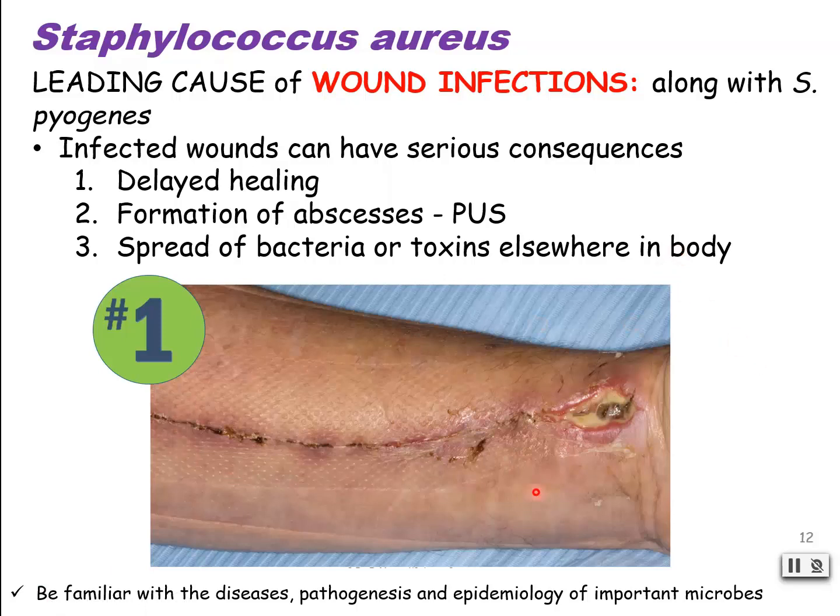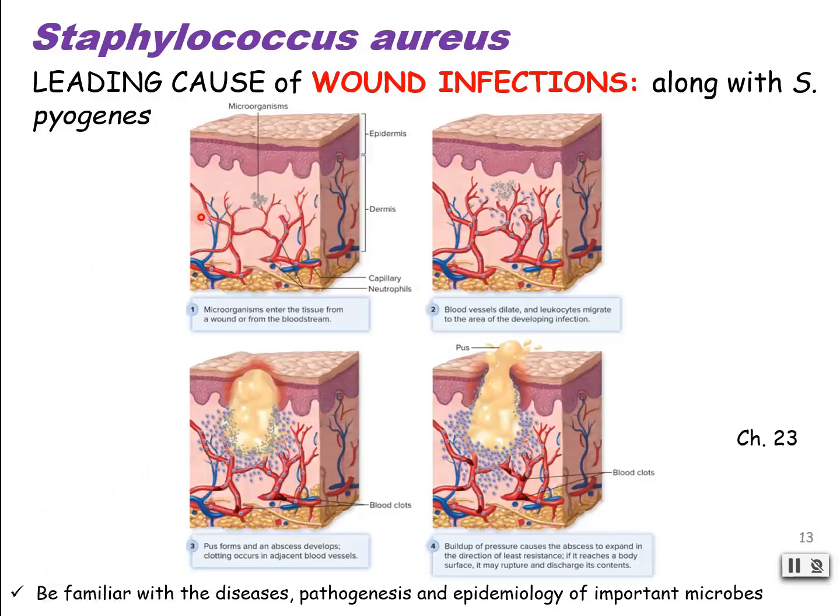It is the number one leading cause of wound infections. Streptococcus pyogenes also causes wound infections, but number one is going to be Staphylococcus aureus because they are usually resident on the skin. You can clearly look at this and go, this does not look good. It's going to delay the healing. Also, once again, you can get that large abscess formation, and then if it goes deeper, then it can spread into the bloodstream. Never a good thing. And that's just the progression of an abscess.